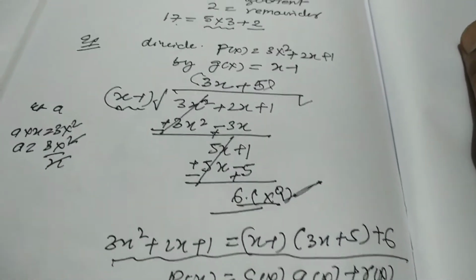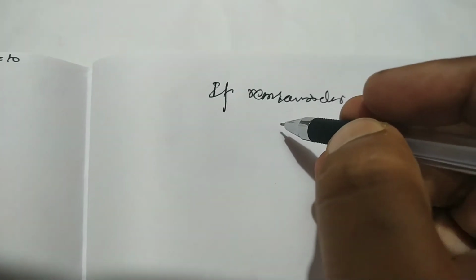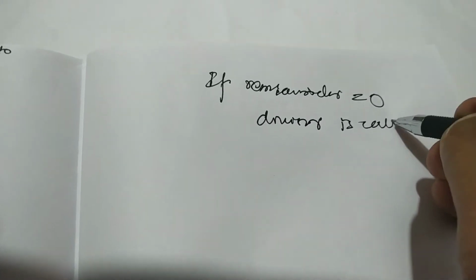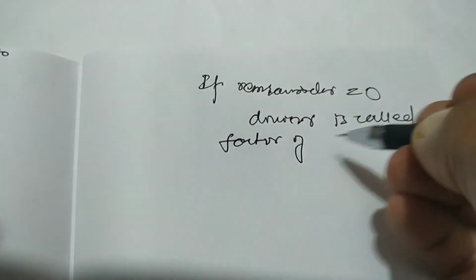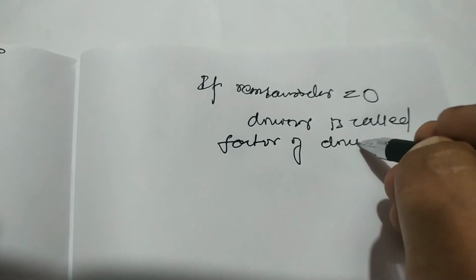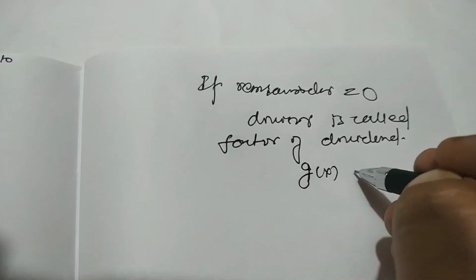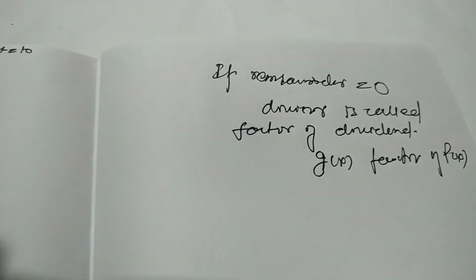Students, that is the remainder theorem. If the remainder is 0, then the divisor is called a factor of p(x), the dividend. That means g(x) is a factor of p(x), right?